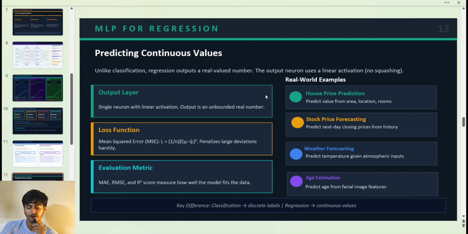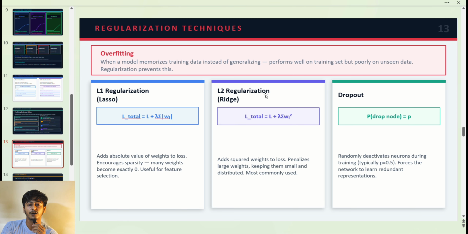So next, about regularization techniques. A major challenge in neural networks is overfitting, where the model essentially memorizes the training data but fails to generalize to new information. To combat this, we use regularization. L1 and L2 regularization add a penalty, as we can see, to the loss function based on the size of the weights, preventing any single neuron from being too dominant.